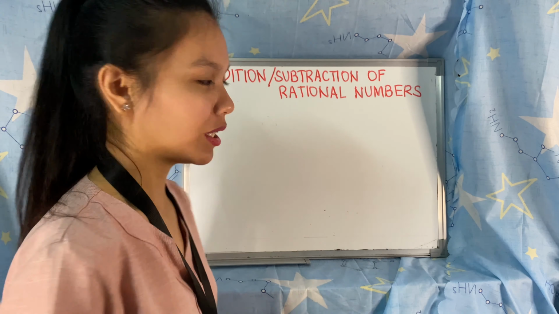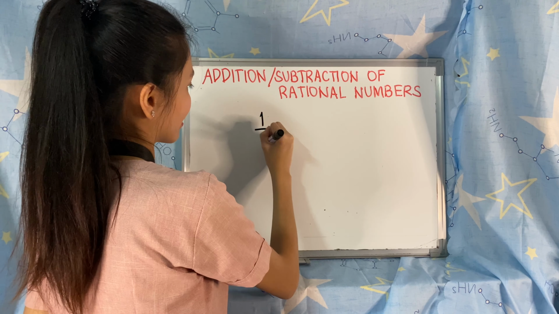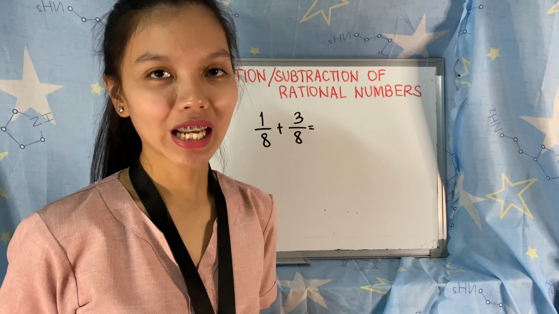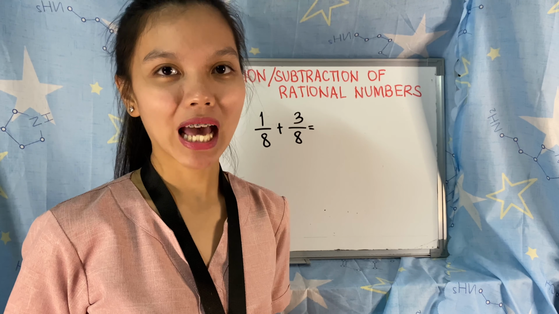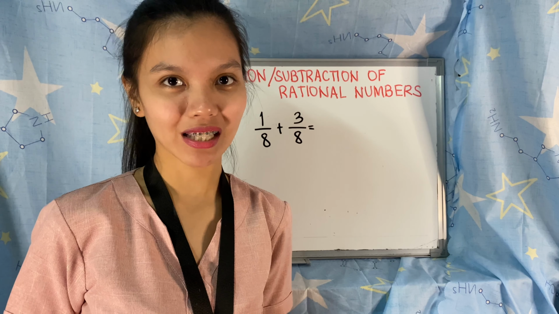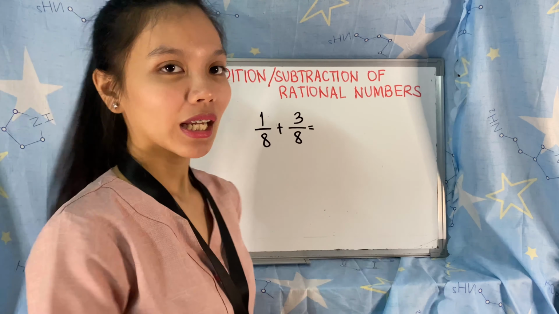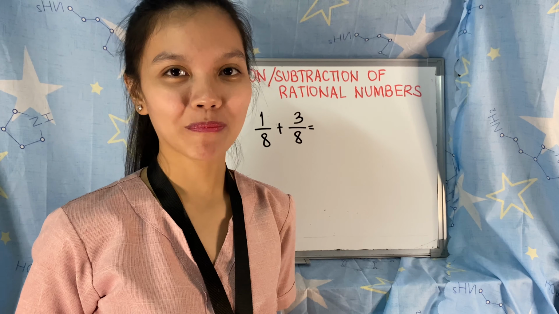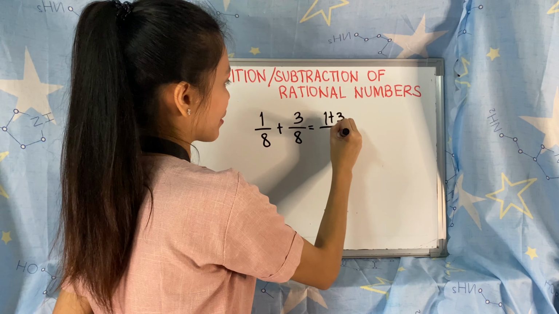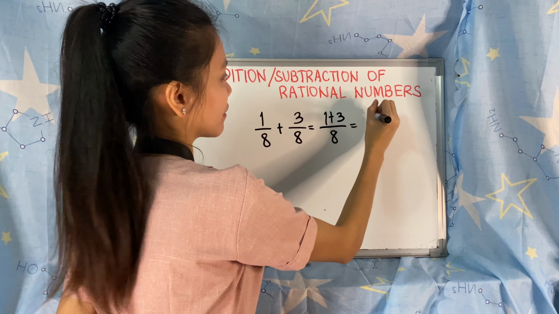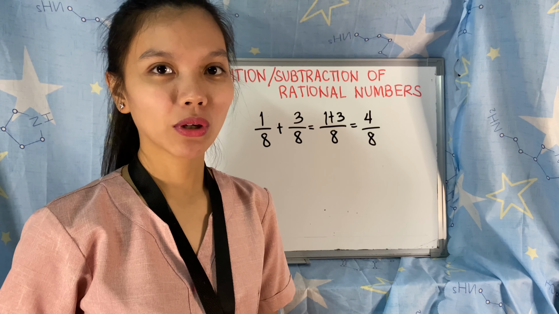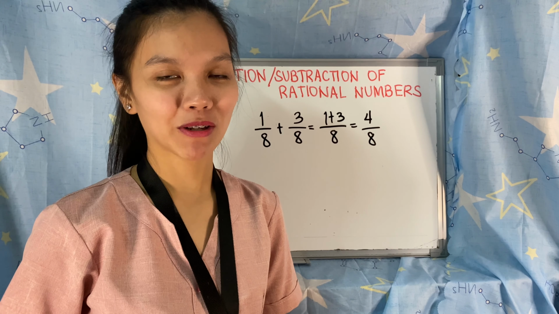For the first example, we have 1/8 plus 3/8. As you can see, their denominators are the same. If the denominators are the same, you are just going to add or subtract depending on the operation that is given. So we are just going to add the numerators, then we will just copy the denominator. So we have 1 plus 3 over 8. 1 plus 3 is 4. Copy the denominator 8. So let's look at the sum, which is 4/8, if it can be simplified.